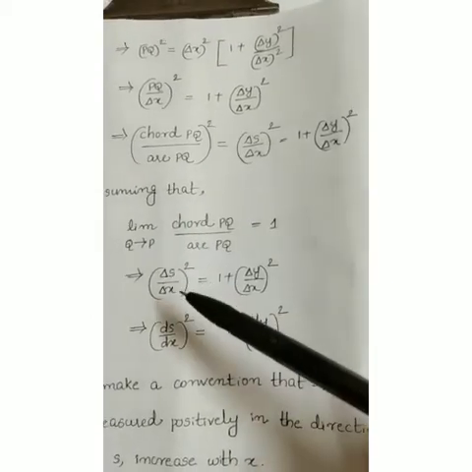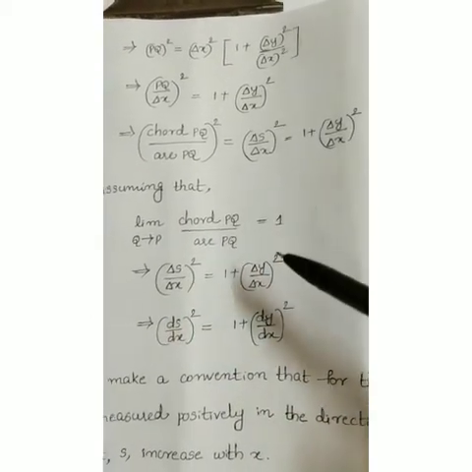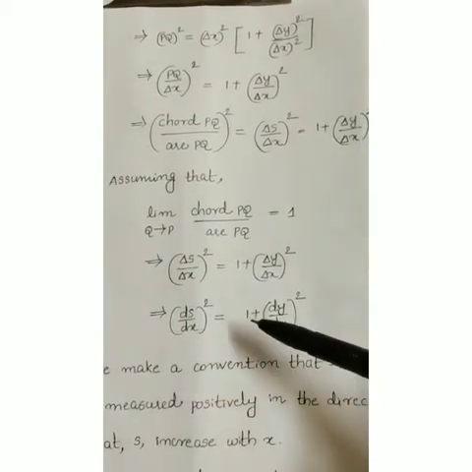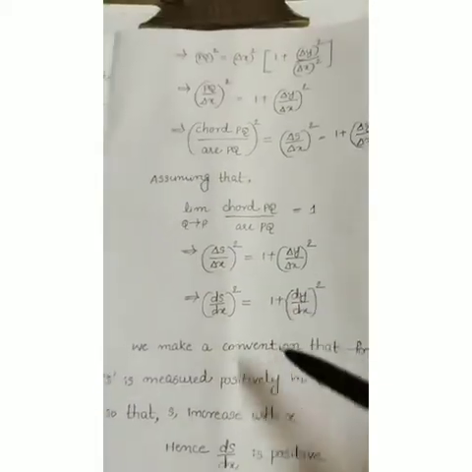So that delta s by delta x whole square equal to 1 plus delta y by delta x whole square. This can be written as ds by dx whole square equal to 1 plus dy by dx whole square.